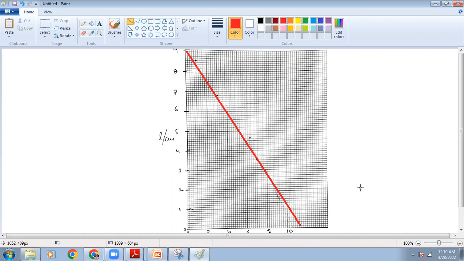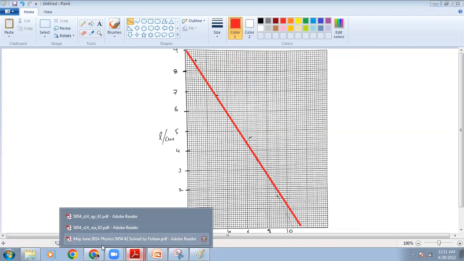Because I had drawn a curve there, but after looking at the marking scheme, we have to draw the line of best fit. So actually draw a line. One point is here, one point is here, and this point is almost there. So you can see this is how you draw the line of best fit. It's easy peasy.